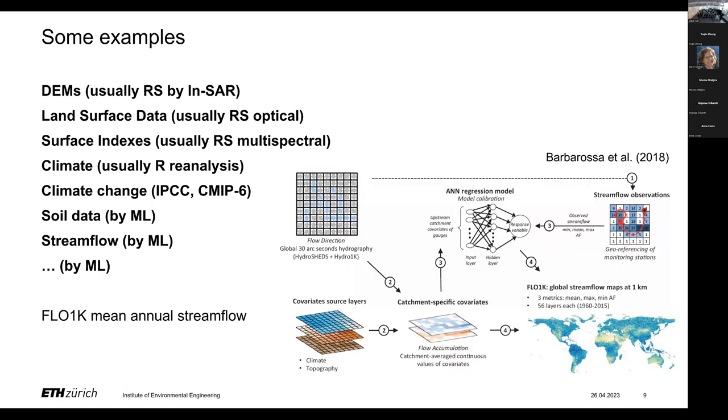Another one is streamflow, mean annual streamflow on a 1 kilometer grid called Flow 1K. And here I just picked a picture from Barbarossa's paper of this data set, where the stress here is that these are data-derived assessments. So you have a DEM, then you have different covariate layers, climate, you pick a neural network type of model, which you combine with observations and you train this data model to give you grids of annual runoff and also maximum and minimum runoff. So we have to be aware that these are already model outputs.